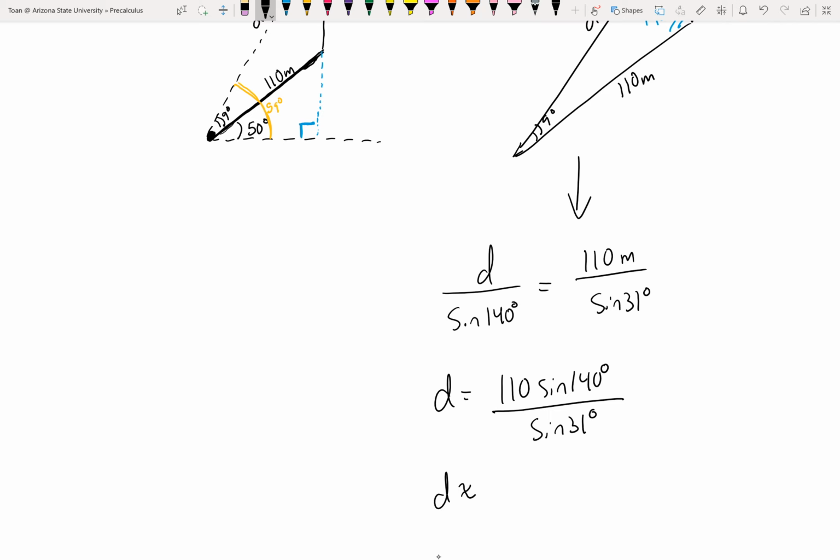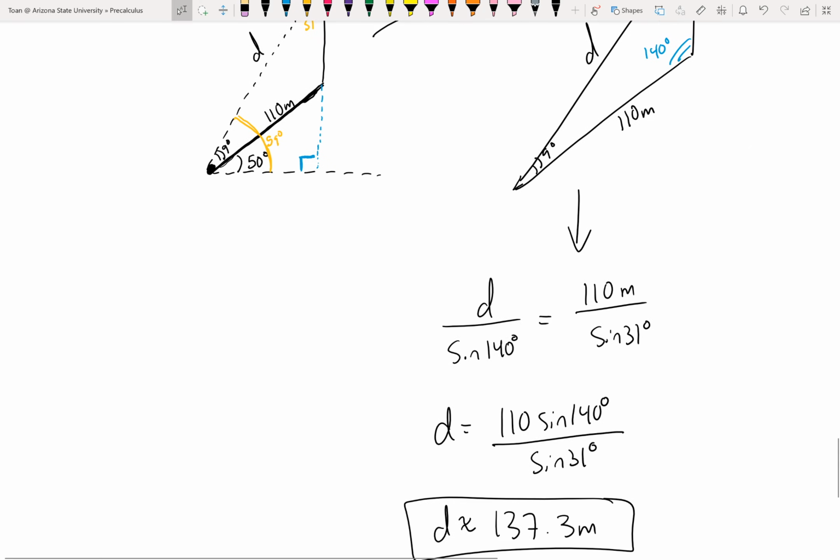And then you break out your calculator, and you're going to get approximately 137.3 meters. So the bird is about 137.3 meters directly away from the observer. Right. I didn't really have to do any checking. Is this an ambiguous case? No, because we did not use an inverse sine.